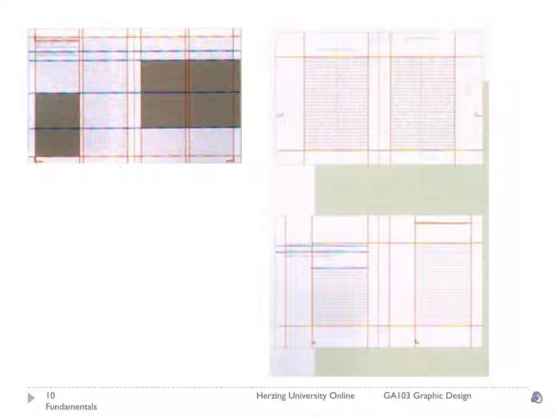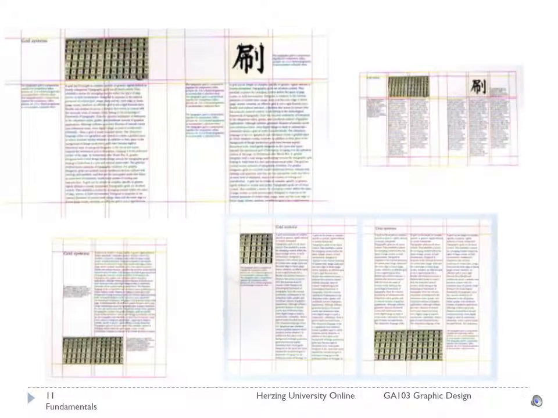Here we see 2 variations of a 2-column grid. Remember that columns do not always have to be the same size. Here we see a variety of uses with a 3-column grid. Notice the different positions of both the text and images.